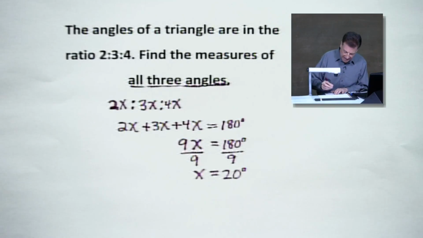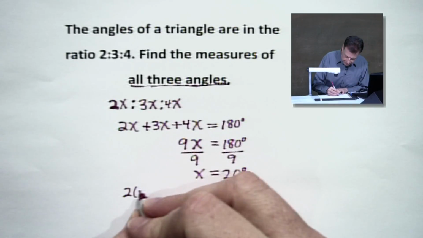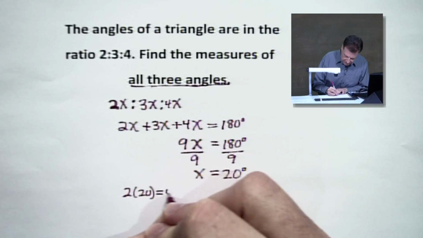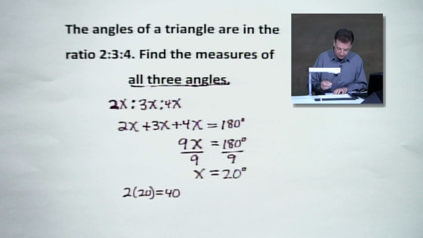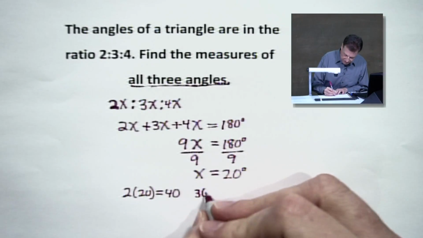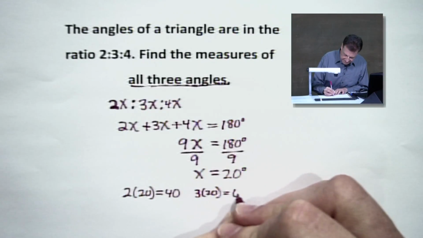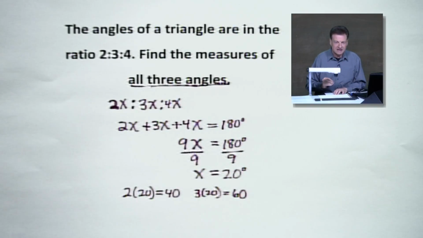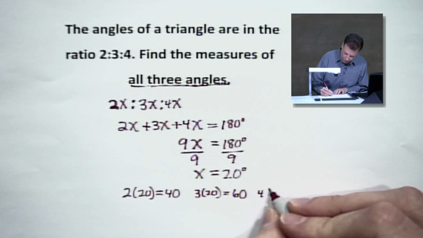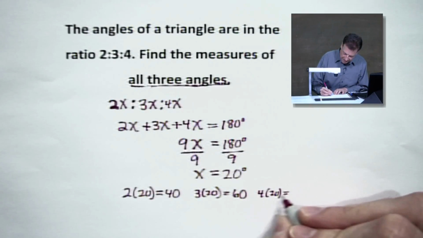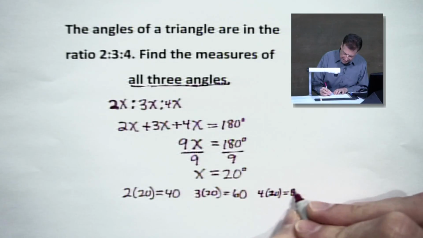So let's take a look at it. We're going to pick up 2 times our 20. That's going to give us 40. There's your smallest angle. We're going to pick up 3 times our 20. That's going to give us 60. That's the middle angle. And last but not least, we're going to pick up 4 times 20. And that's going to give us 80.